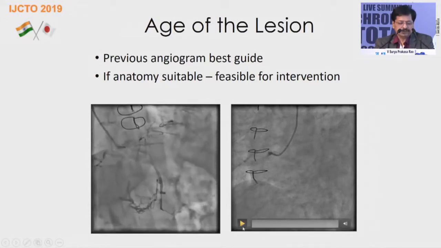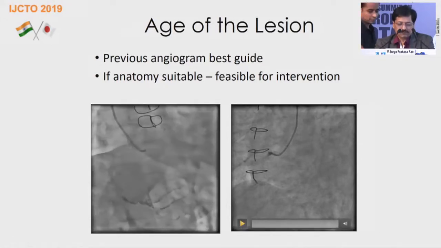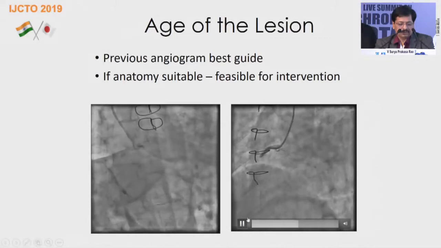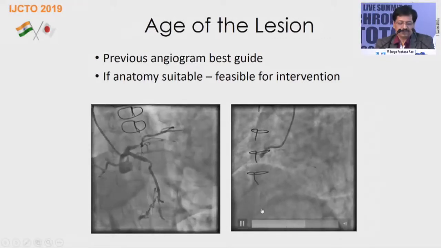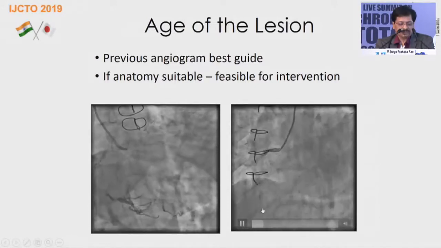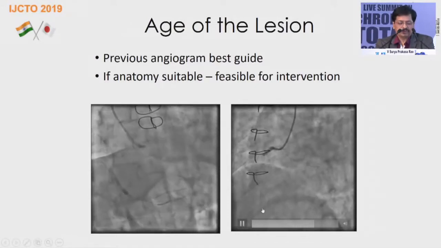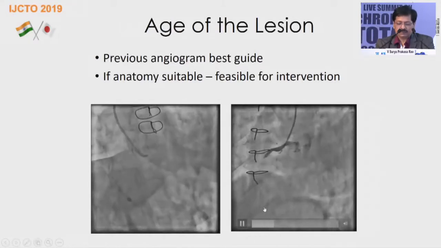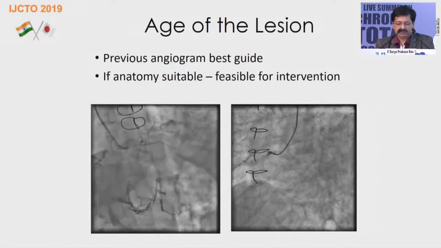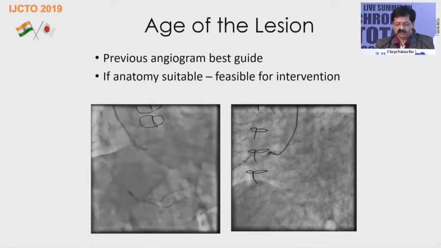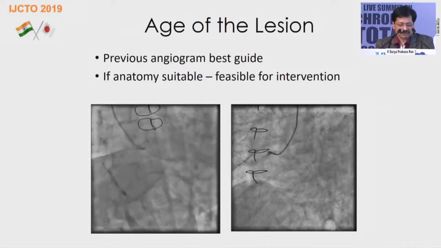So, age of the lesion. Yes, the more prolonged the CTO remains, the more difficulties there will be. But more than that, the anatomy is more important. In a tapered occlusion like this, 10 years old occlusion post CABG is open, because if the anatomy is feasible with a tapered and short segment, age may not be that important.